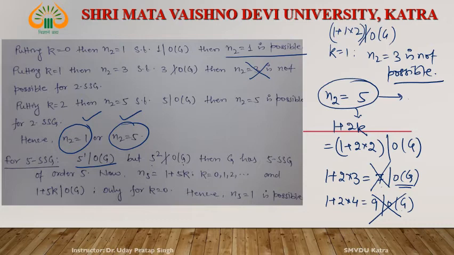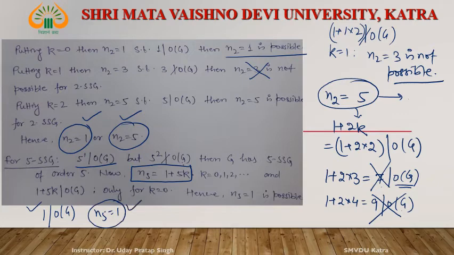Then G has 5 Sylow subgroups of order 5. Okay. Then how many 5 Sylow subgroups exist in this group of order 10? n5 is equal to 1 plus 5k. Put k is equal to 0. If k is equal to 0, then this is 1. 1 divides the order of G. Okay, true. Then n5 is equal to 1.